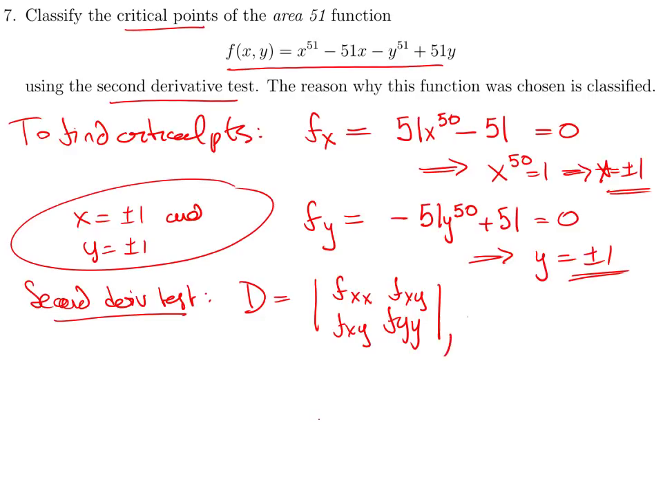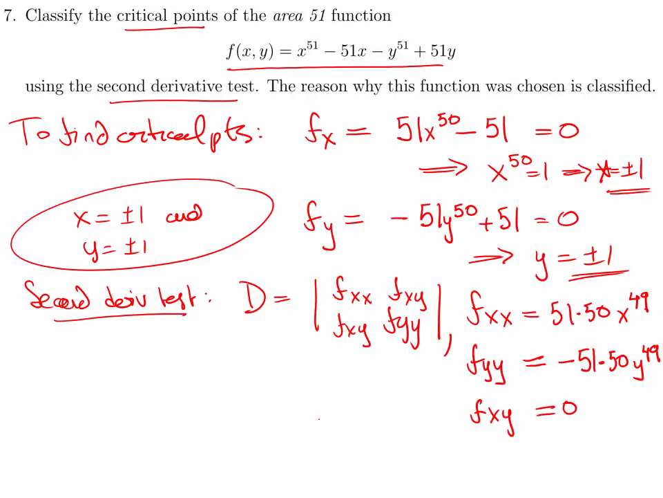So let's do that. So fxx is, I'm just going to differentiate fx again, and I'm going to get 51 times 50 x to the 49. Fyy is going to be minus 51 times 50 times y to the 49. And fxy is just 0 because fx doesn't have any y in it.